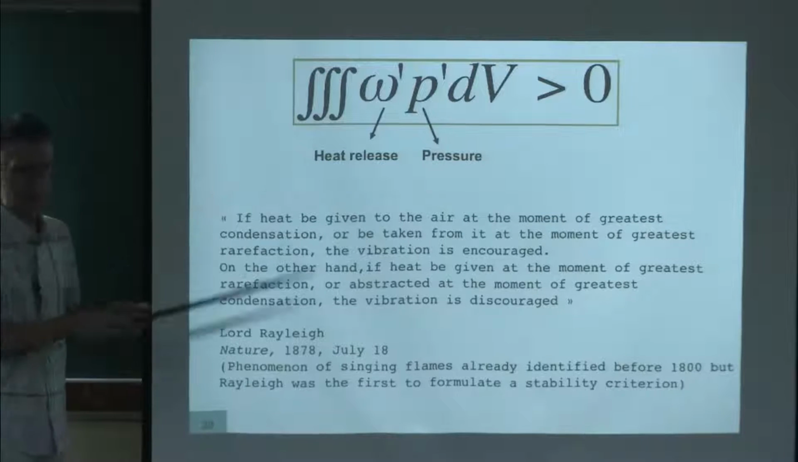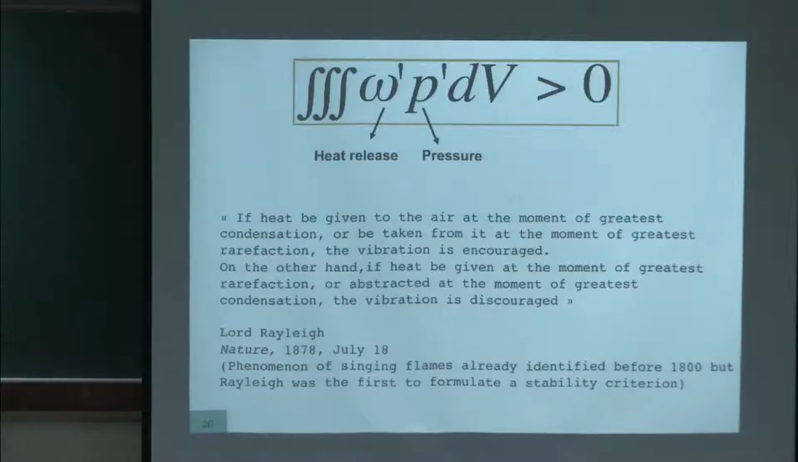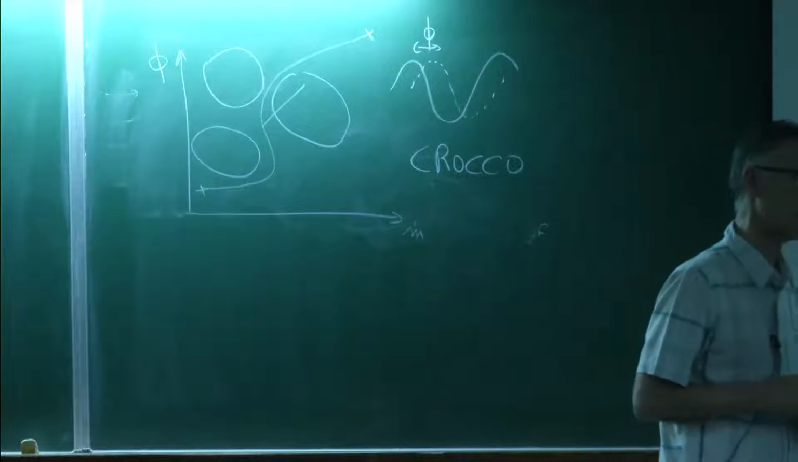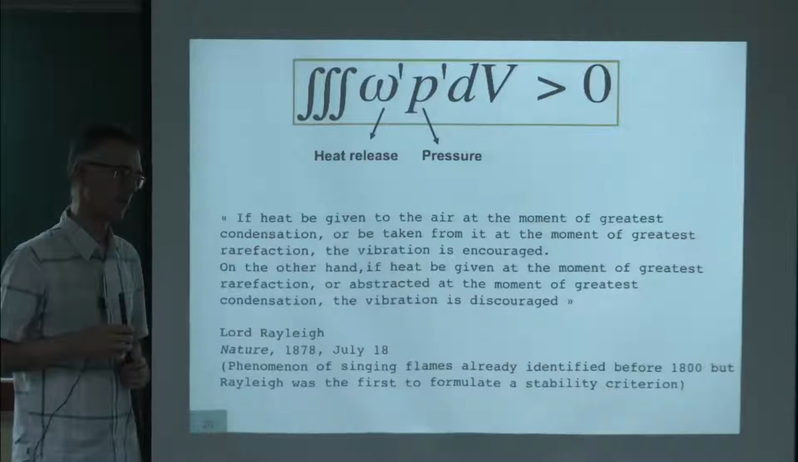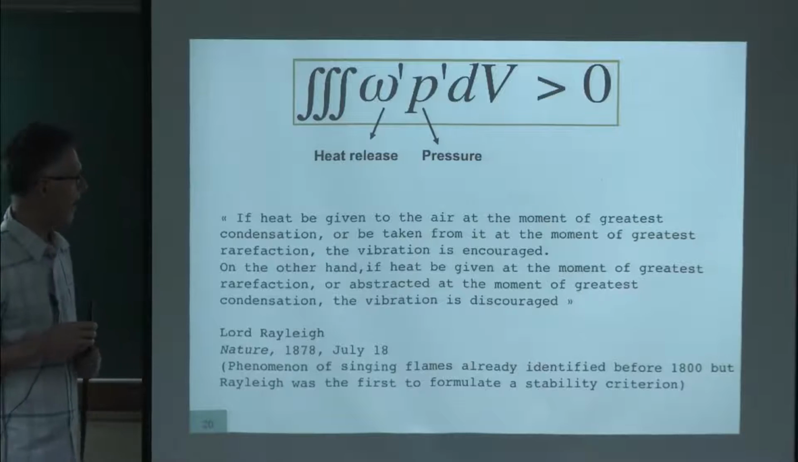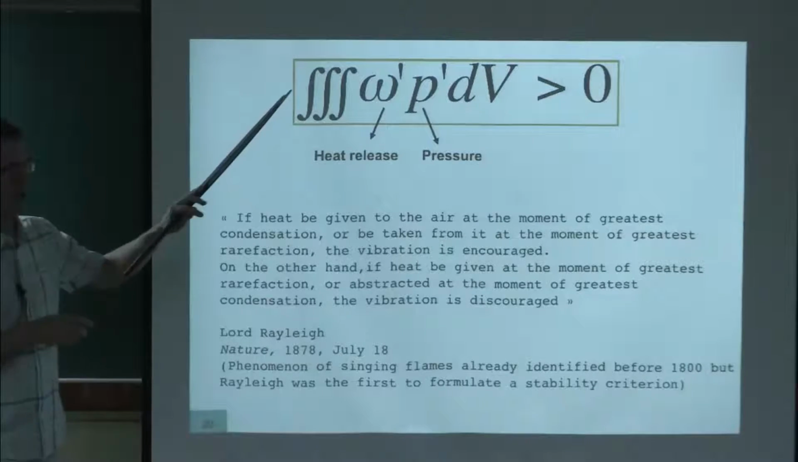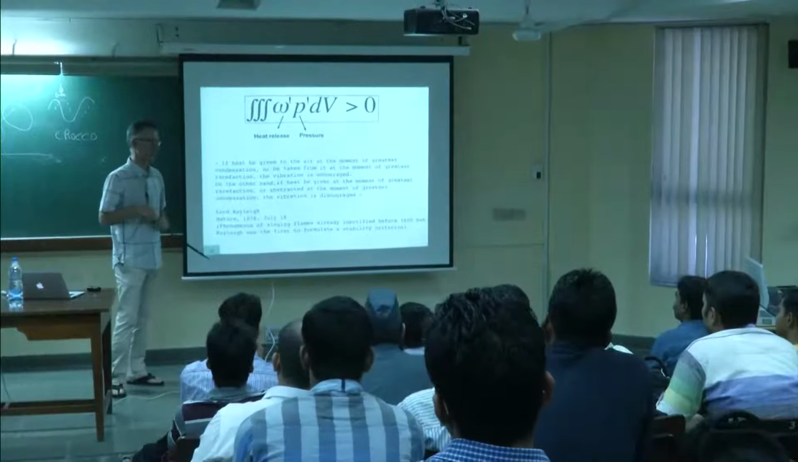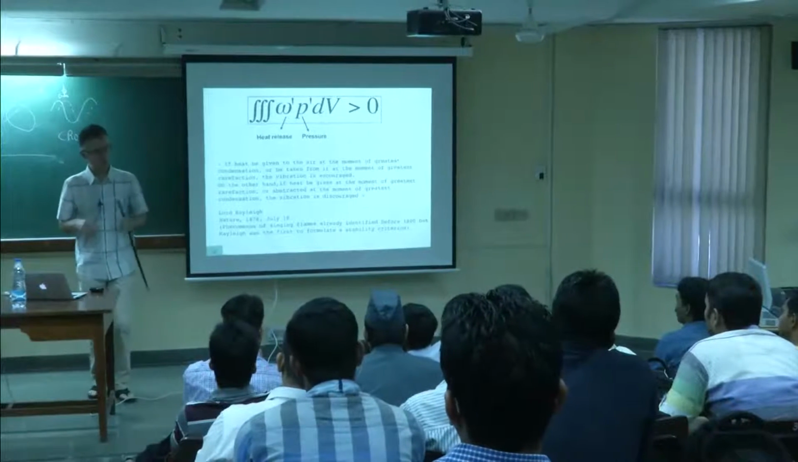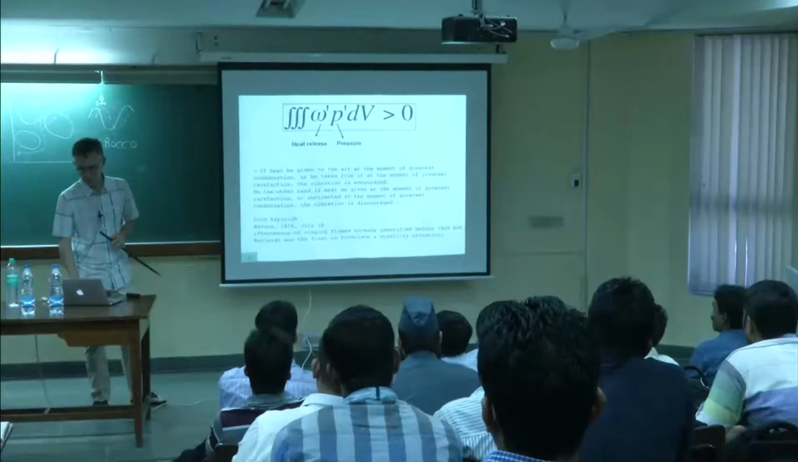If this thing is negative, you will damp the instability. But is this his intuition, or did he actually write these equations? I don't think the equation is there. I think it's purely intuition. Yeah, that's a good question. Actually, I would have to go back to the paper to look at that.